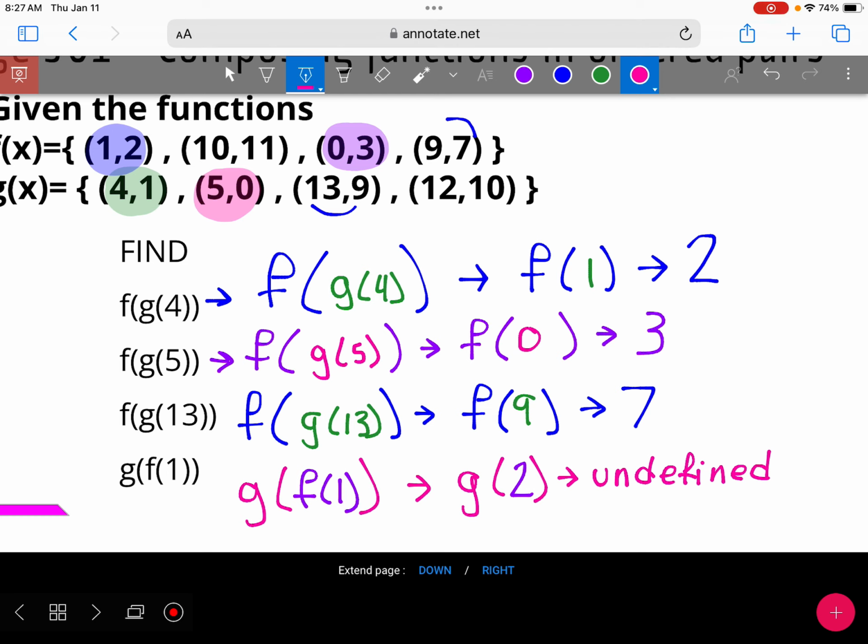So with points, it's not too terrible, but what's going to happen when we have equations? I wonder what we're doing next. Okay, so if we have numbers, it's substituting them in. We figure out what x is, and we substitute it in.